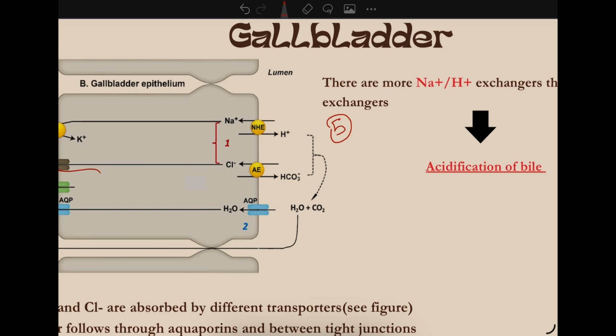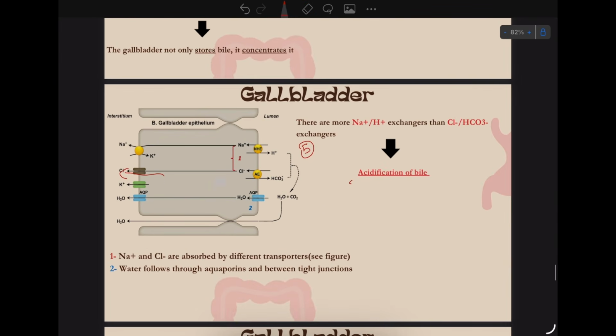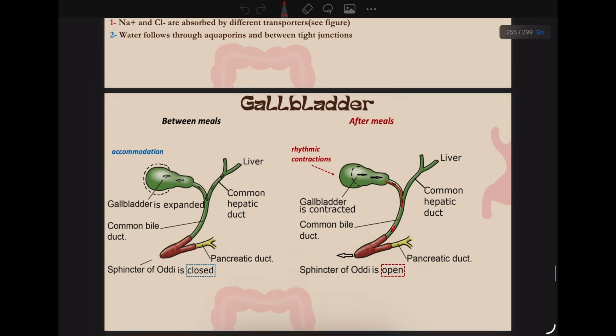And if you have hydrogen, what do you have? Lower pH, which causes the acidification of bile. So if a question comes, what causes the acidification of bile in the gallbladder? You know, more hydrogen sodium exchangers than chloride bicarbonate exchangers. Easy? Easy.